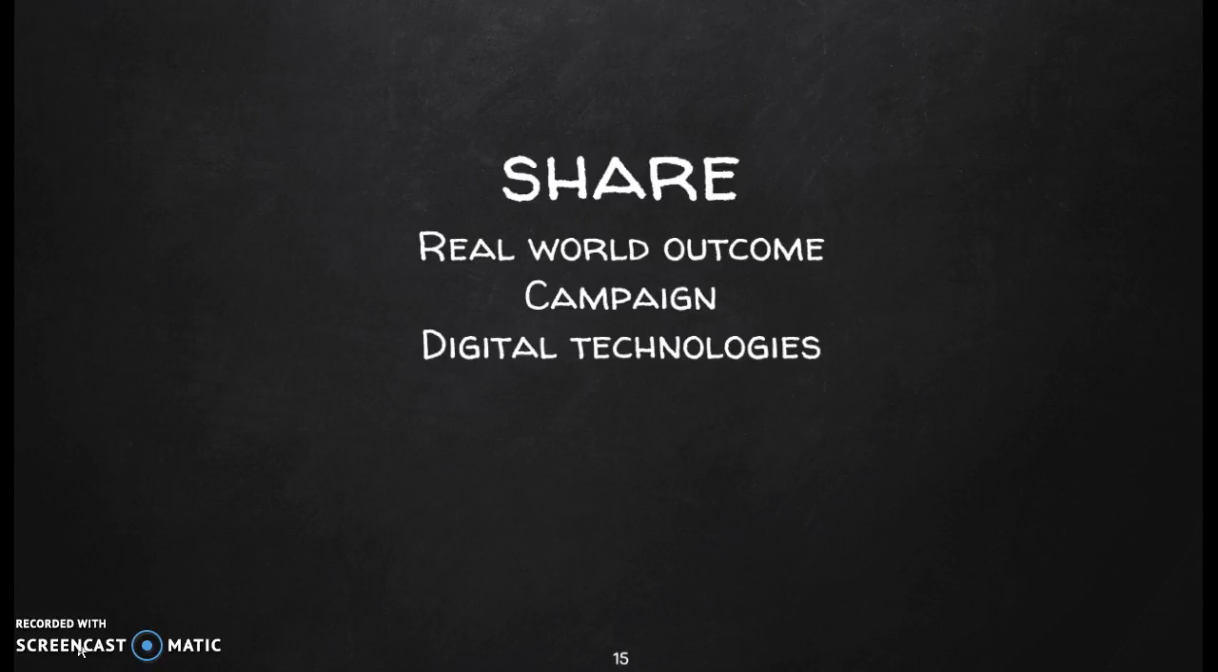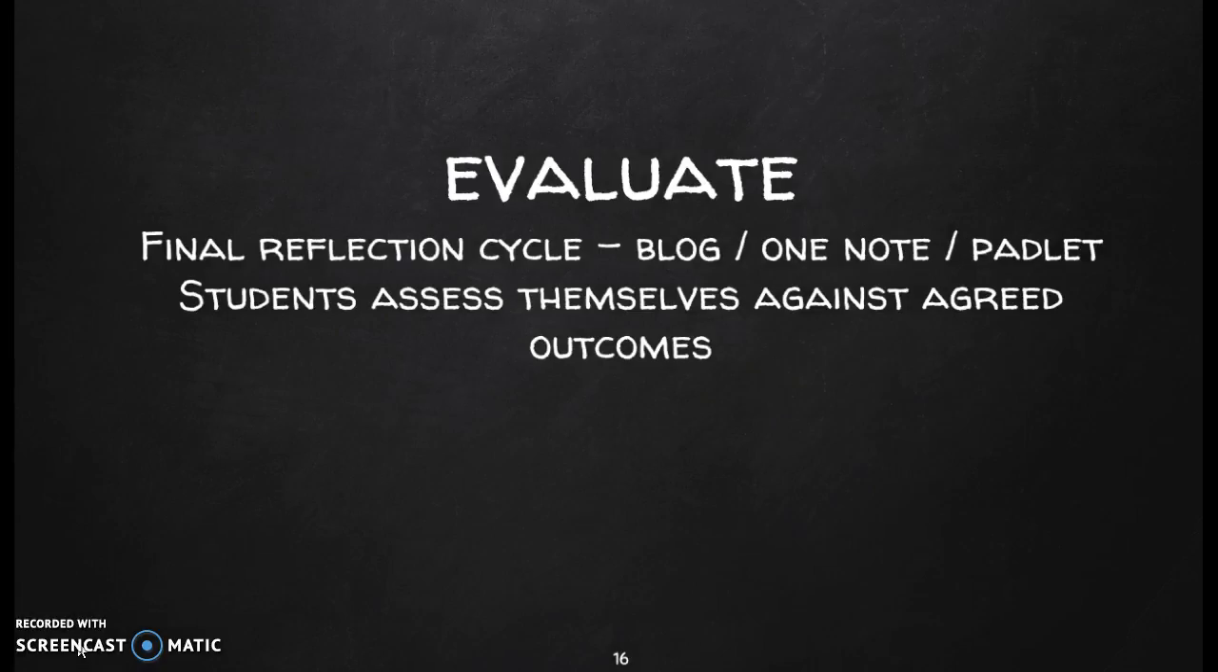There will be a campaign, whether this is at school or in the community in some way, and it will involve digital technologies. And finally, they'll have to evaluate using the final reflection cycle from Gibbs. They can do this on their blog, their OneNote, or their Padlet, and they will assess themselves first against agreed outcomes, and then I will assess them after.